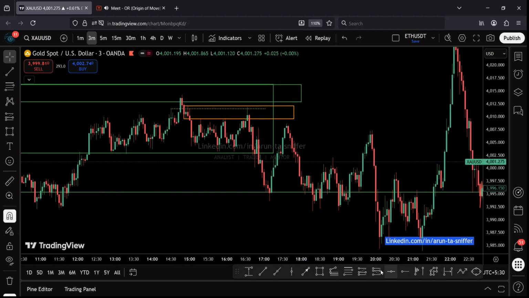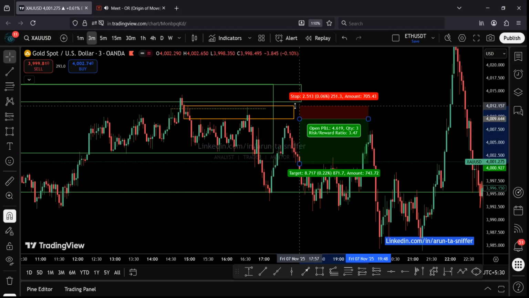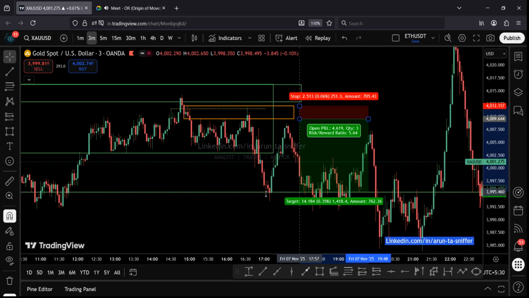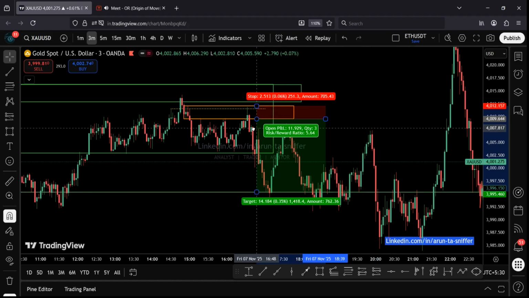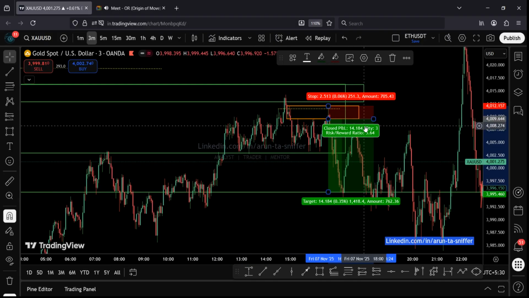So this will be our stop loss, and this will be our target, right? The price goes up and hits the target. This is a 1:5 trade, right?